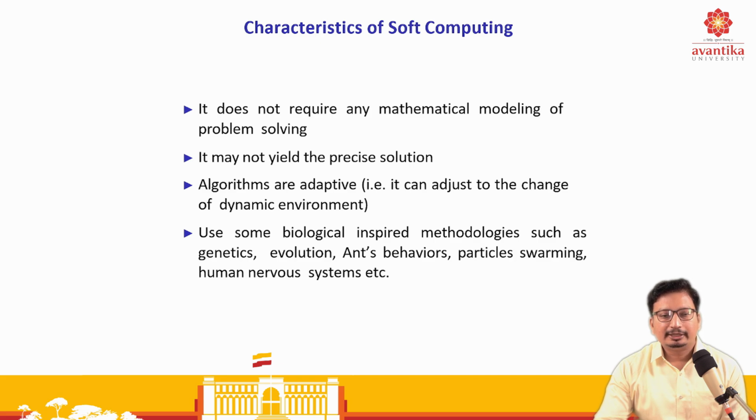Algorithms which we use in soft computing are adaptive in nature. That is the reason why we are not getting the precise solution, but the approximate solution, because the algorithms which we generally use in soft computing are adaptive in nature. They adapt according to the input and the environment in which they are working.